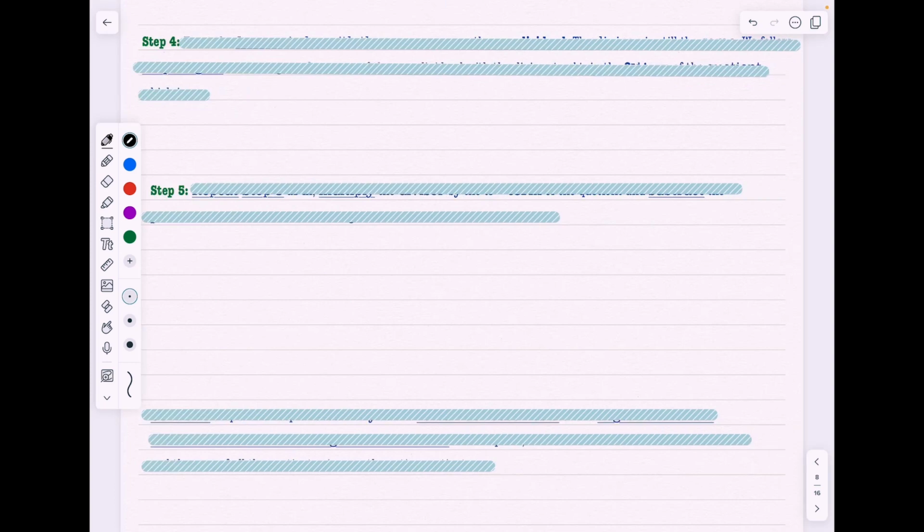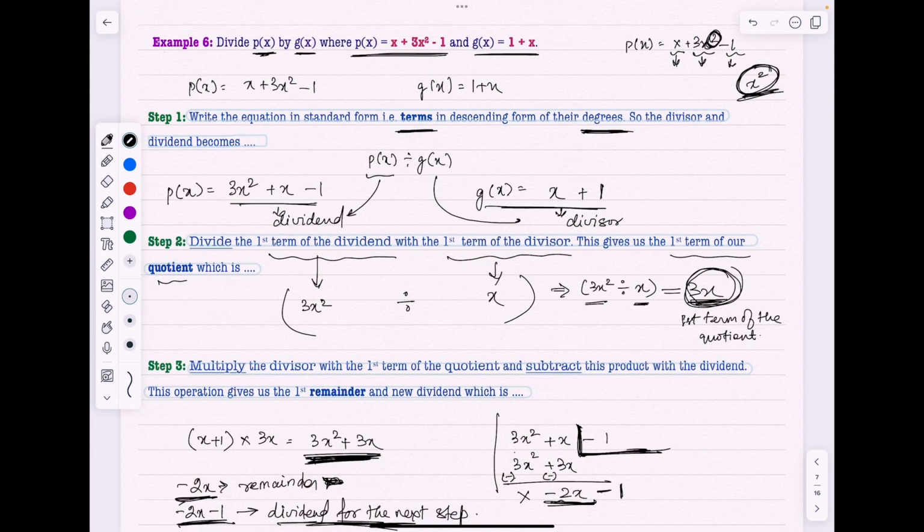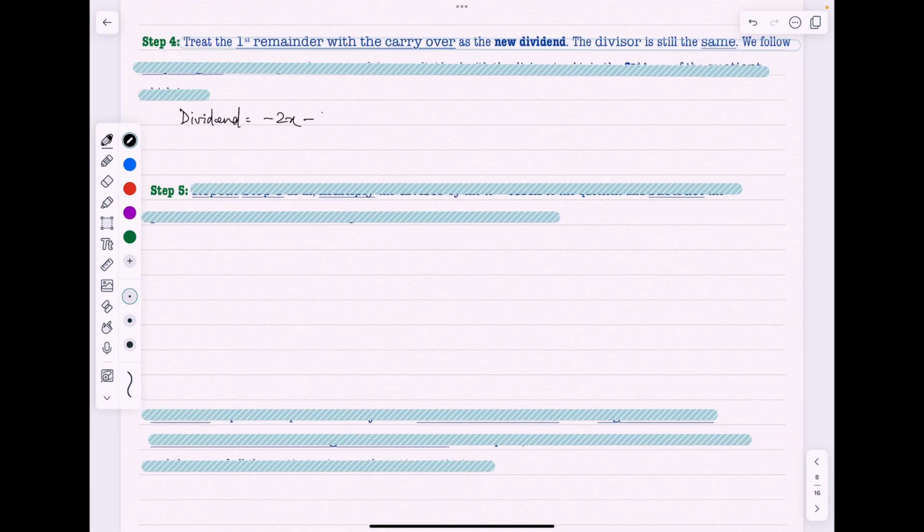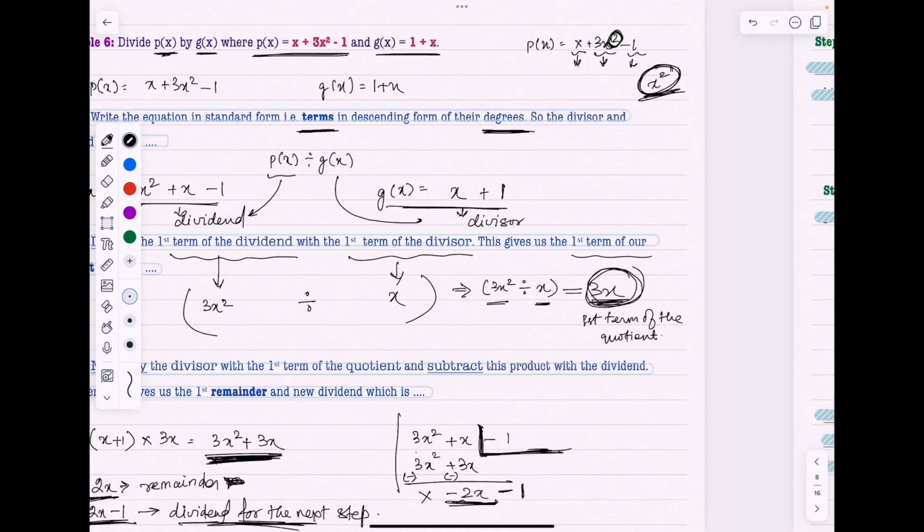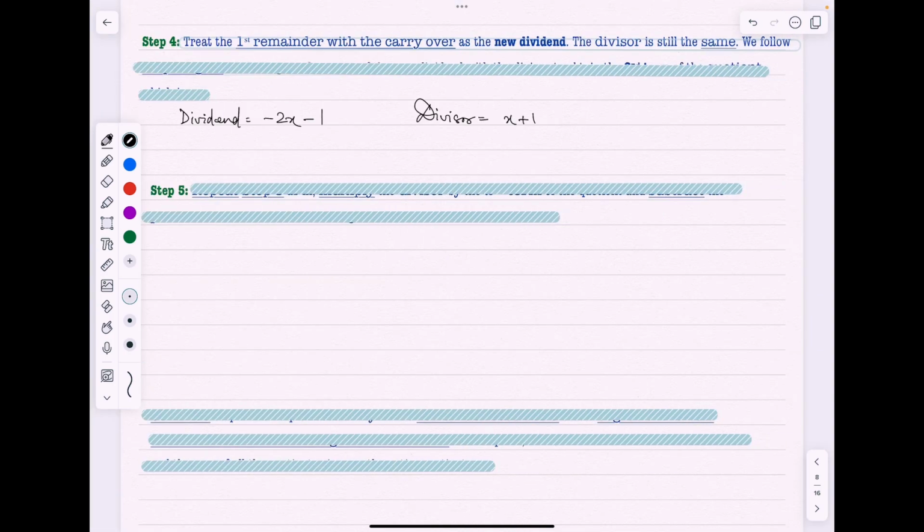So now in this step, the dividend becomes minus 2x and minus 1. Minus 2x minus 1 is the dividend. Divisor remains the same. Divisor, that is x plus 1, remains the same. Divisor is always the same. See, treat the first remainder with the carryover as the new dividend. You getting it? The divisor is still the same.